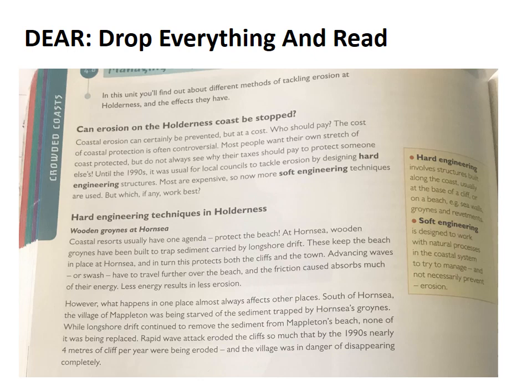Rapid wave attack eroded the cliffs, so much that by the 1990s, nearly 4 metres of cliff a year were being eroded, and the village was in danger of disappearing completely. So Mappleton was the village I talked about in my previous video, and it was also on the 14-minute video on YouTube I gave you a link to as well. So the problems at Mappleton happened because Hornsey had put these wooden groins in place. But Hornsey wanted the wooden groins because otherwise they'd lose their coastal resort, their caravan sites and so on.